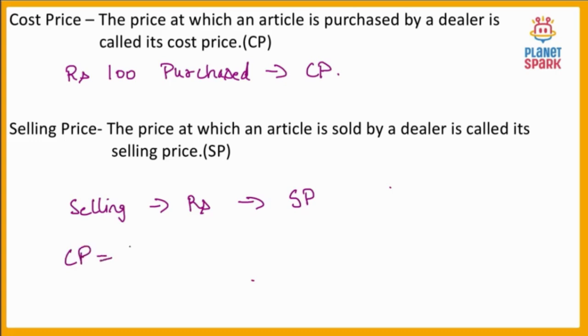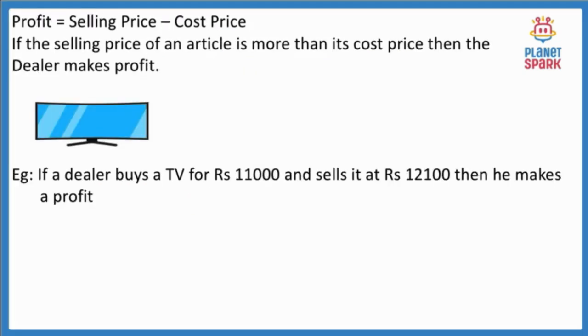Cost price is the price at which we purchase an article. Further, selling price is rupees 150. Selling price is the price at which we are going to sell the article. Just remember, the price at which you are purchasing is the cost price. The price at which you are selling is the selling price. Cost price is denoted by CP. Selling price is denoted by SP.